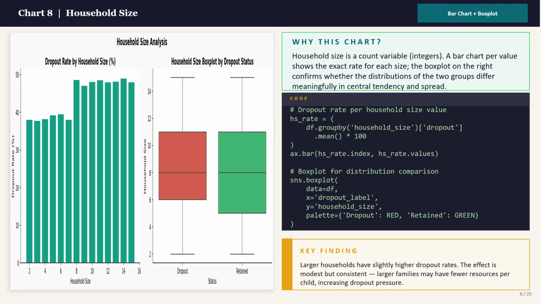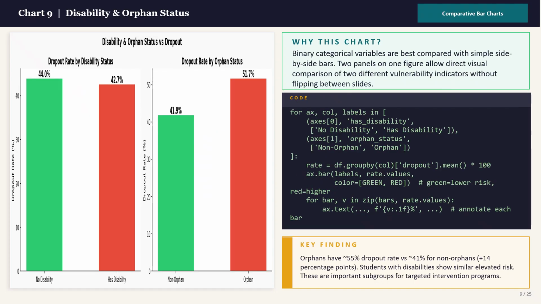And the key finding was that larger households have slightly higher dropout rates, and the effect is modest but consistent. So larger families may have fewer resources per child. Maybe that's what increases the dropout pressure.